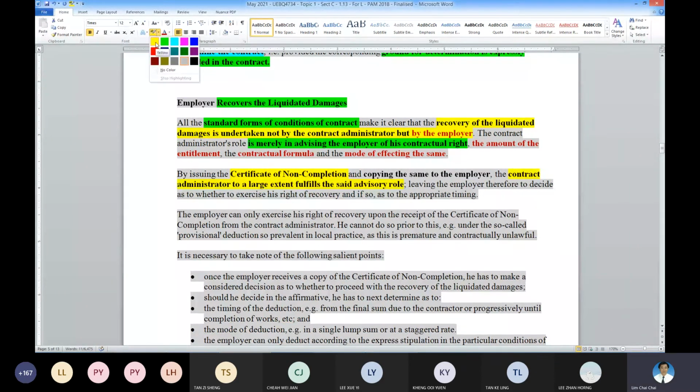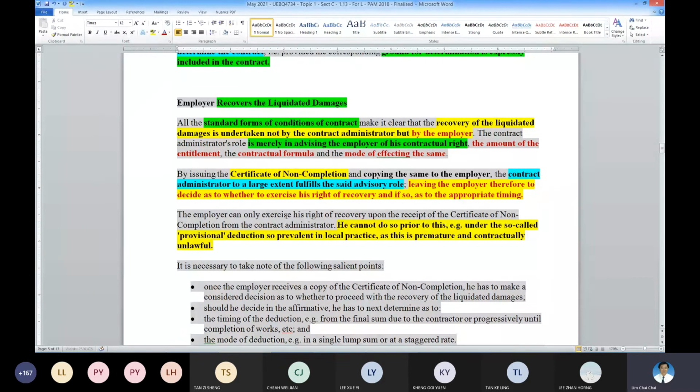Then leaving the employer to decide whether to take it out or not at the appropriate time. So this one I already mentioned to you earlier. Only the contract administrator will have the administrative role. Once it's done already, it is left to the employer to recover, and at what time is up to the employer. So he cannot simply go and deduct without this paperwork done.